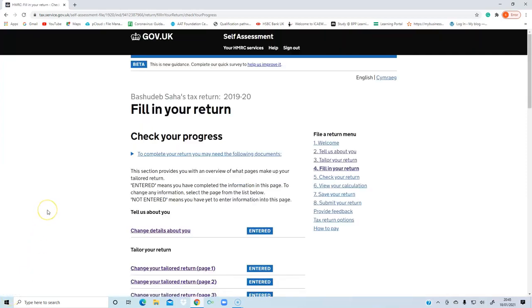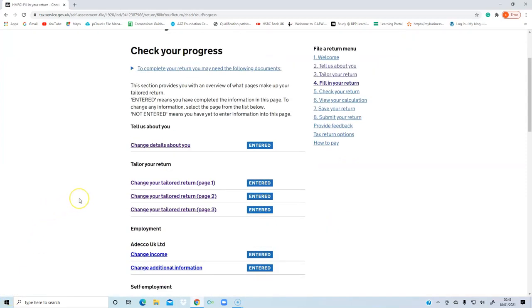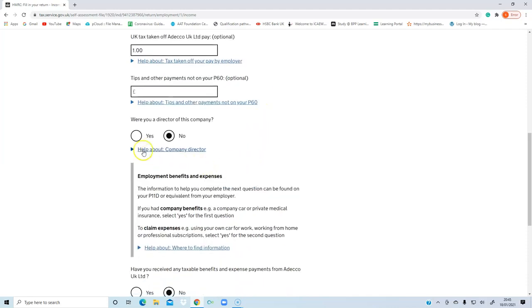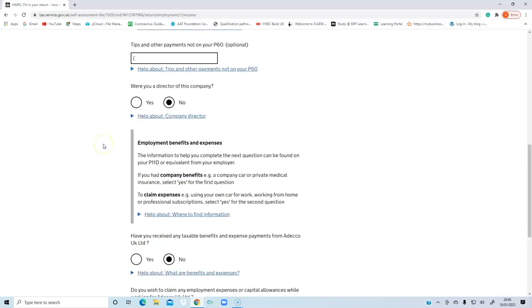Then you move to the next page. It will ask you some more information about your income, how much you earn. So, pay from this company, with 605 UK tax taken off. How much tax you already paid is optional. If you paid, you can write it down. If not, no. Then, are you the director of the company? The answer is no for me.